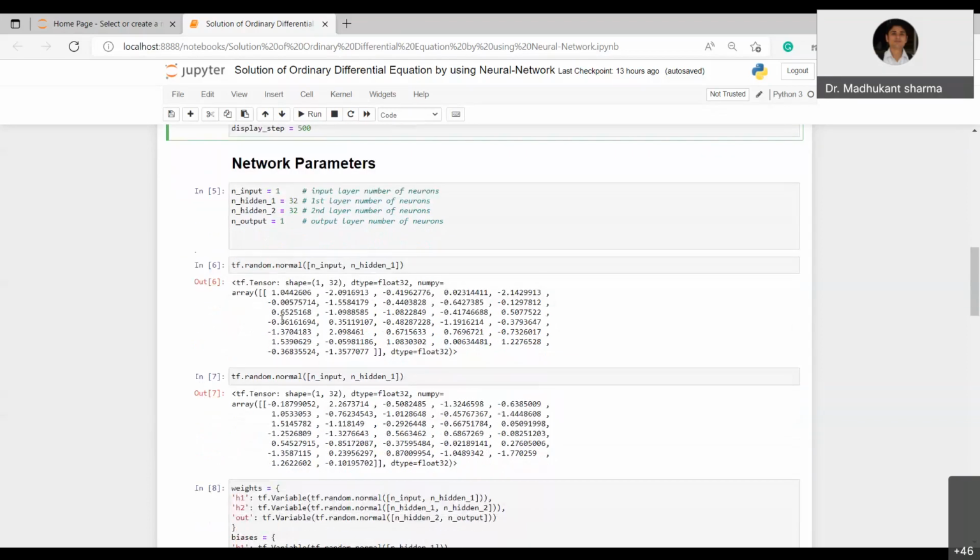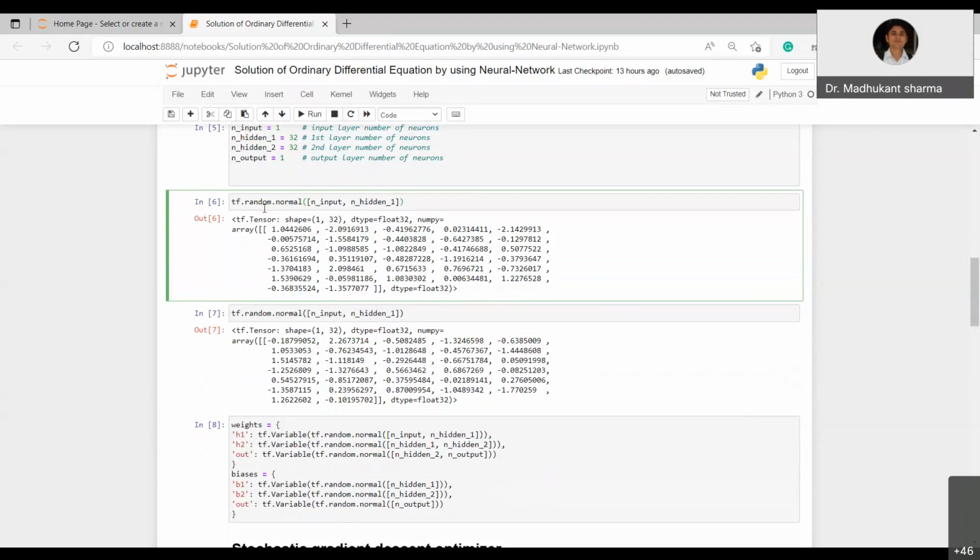Now here is one particular example of how to calculate one tensor from n input to n hidden. Here it is giving one tensor with range from n input to n hidden, which follows a normal distribution, and it selects random numbers here. It will be helpful in training our weights.